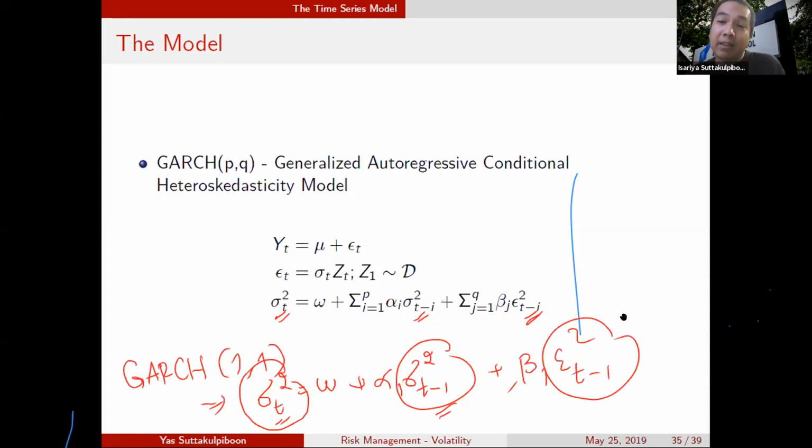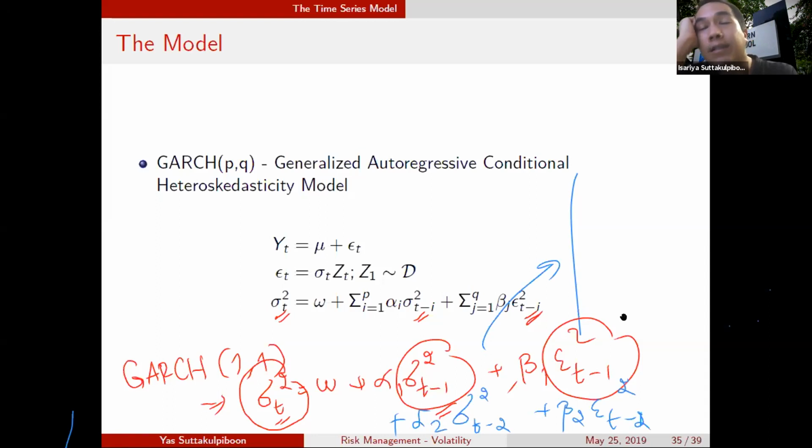Now you can see that, hey, this equation can be more creative. Why? You can put second lags, right? So you can put alpha 2, previous 2 days ago, right? And you can also put it here. This is 2, right? Squared, right? You can be even more creative, right? You can actually put more parameters or more variables. You can think of what could affect Thailand's stock price volatility.